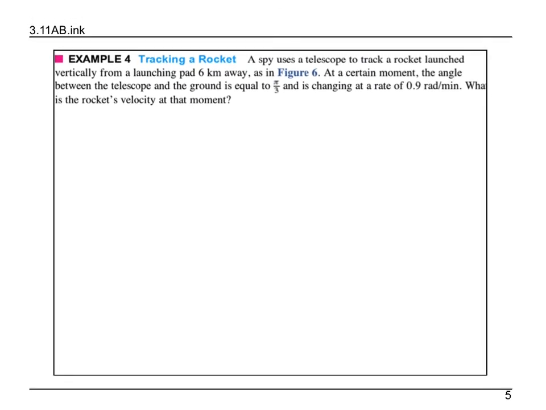Two more examples. A spy uses a telescope to track a rocket launched vertically from a launching pad 6 kilometers away, as in figure 6, so I'm going to give it to you here. At a certain moment, the angle between the telescope and the ground is equal to pi over 3 and is changing at a rate of 0.9 radians per minute. What is the rocket's velocity at that moment?